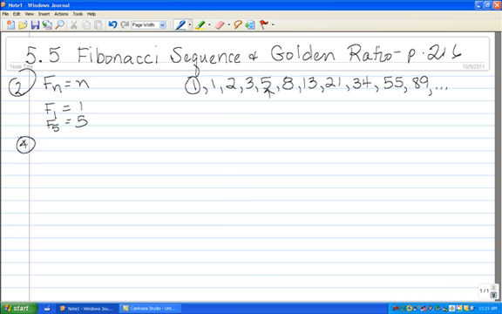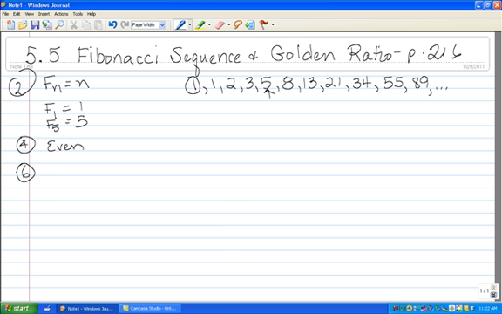Okay, and number 4, if two successive terms of the Fibonacci sequence are both odd, is the next term even or odd? Okay, if we add two odd numbers, for example here, 13 and 21, we get an even. 3 and 5, we get an 8. And that's going to happen every time. If we add two odds, we're going to get an even.